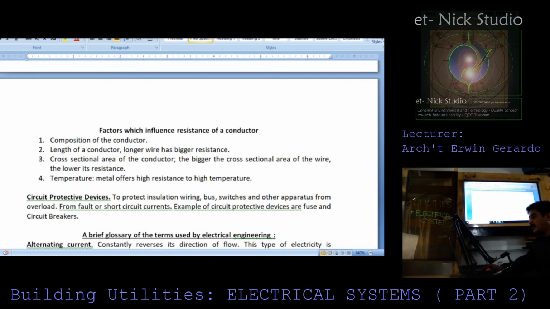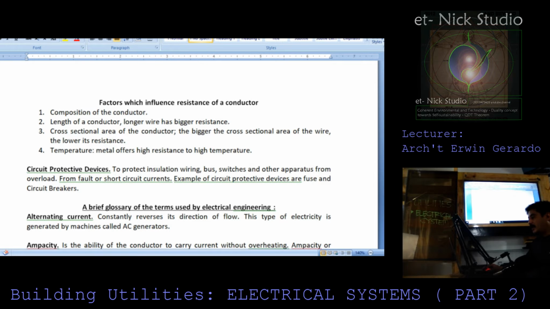Factors which influence resistance of a conductor: composition of the conductor, and length of the conductor. The longer the wire, the bigger its resistance. Cross-sectional area of the conductor: the bigger the cross-sectional area of the wire, the lower its resistance.